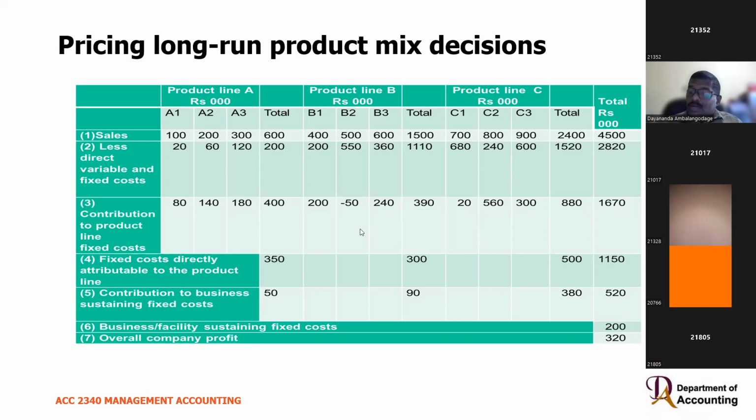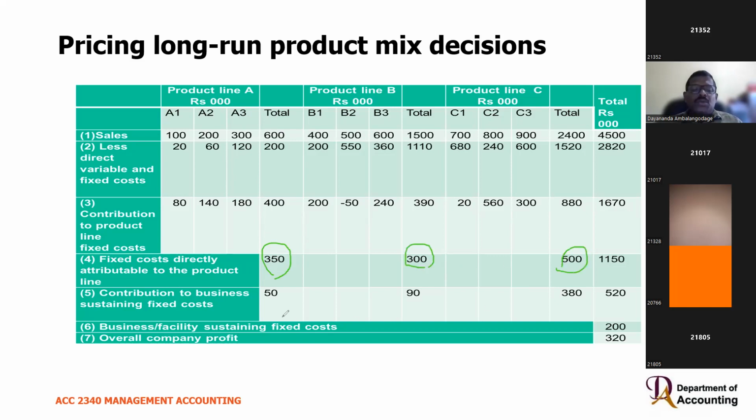But the cost information shows that taking the market price of 500 rupees is not really worth it for us to continue product B2. Then there may be fixed costs directly attributable to the product line. Now this particular 350 is applicable to the product line, not the individual product. Here you see this 300, this 500.